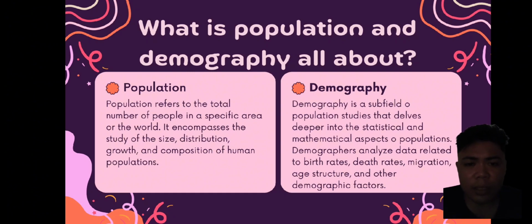Demographers use this data to understand population growth trends and the impact of various factors on populations, like social, economic, and political influence. So in total, population is the count of people in a given area, while demography delves deeper into understanding the characteristics and the changes within these populations, providing insights into how societies evolve and develop over time.